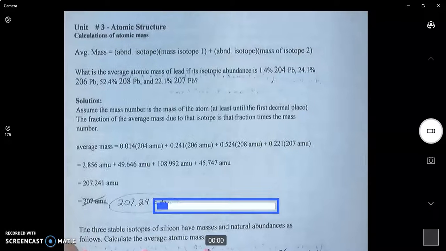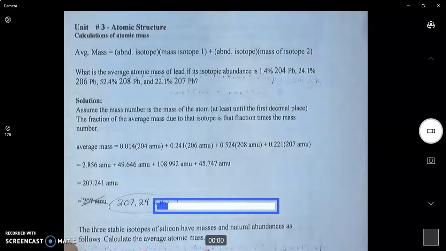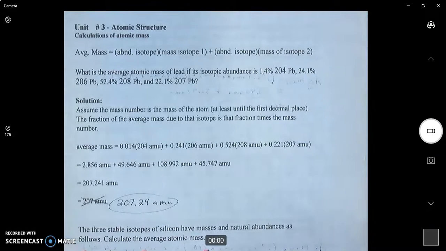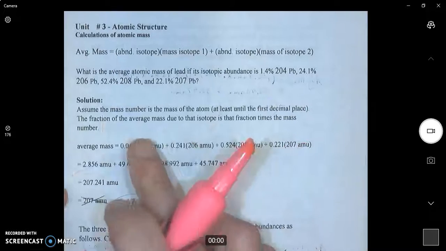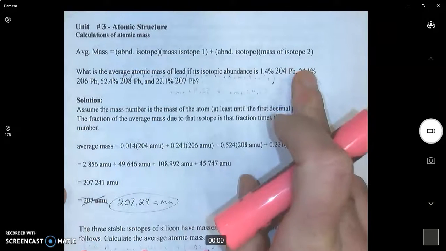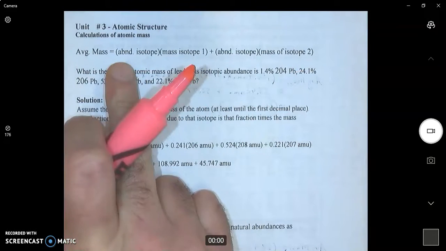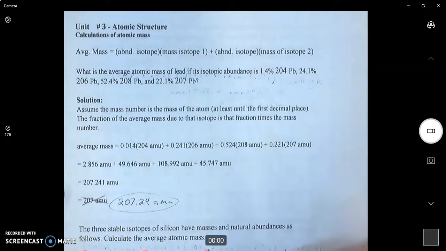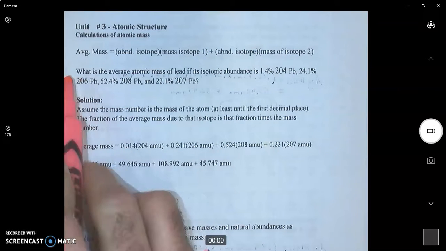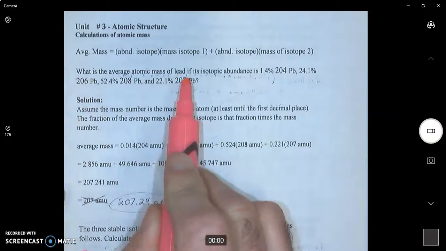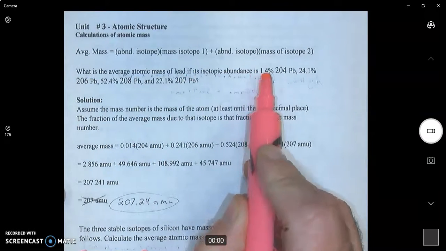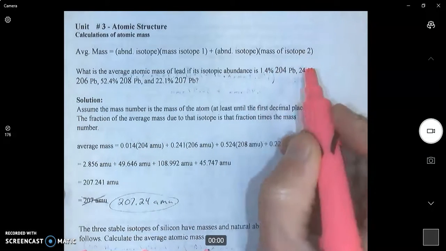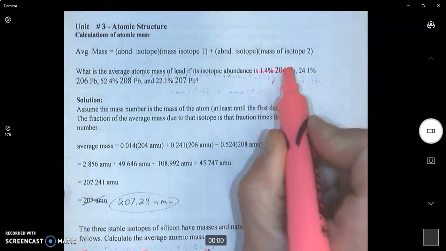If we're asked to find the mass of lead as an element, what is the average mass of lead as an element? We're going to use our average mass calculation. We're going to use the percent abundance times the mass of each isotope. We're going to multiply those together, and then we're going to add all of those up. So here's what we know so far. We know the average mass of lead has an isotopic abundance. 1.4% is lead with a mass of 204.